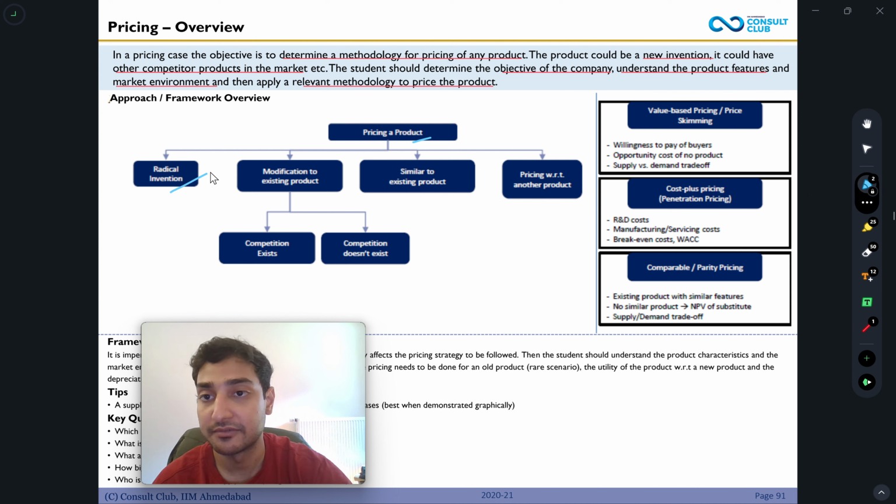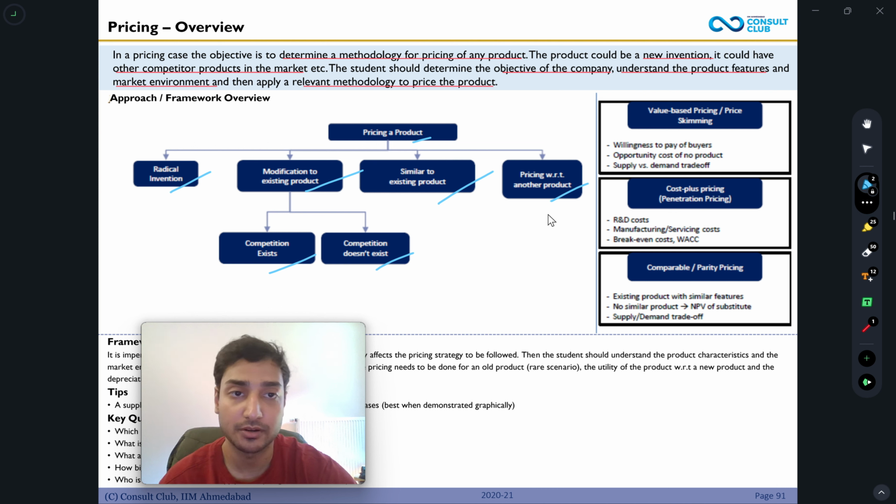For pricing a product, there can be different types of products. Either it's a very radical new invention, or a modification of an existing product, in which case either competition exists or it doesn't. It could be similar to an existing product, and you could also price with respect to another product. So what are the different methodologies you can use to price a product?